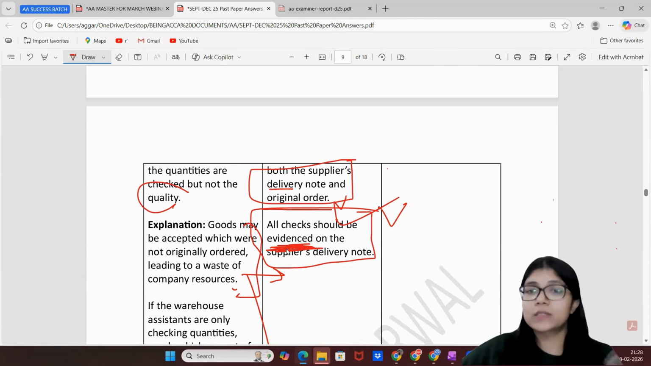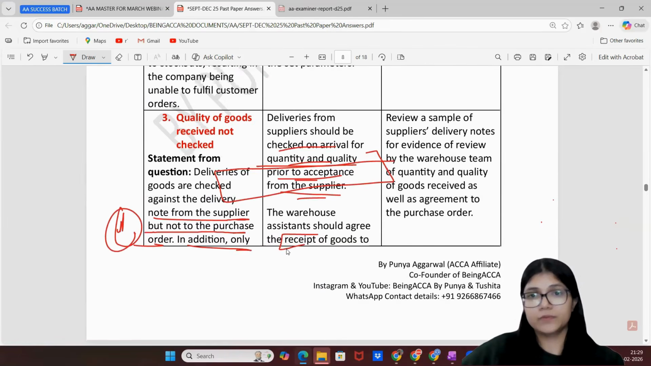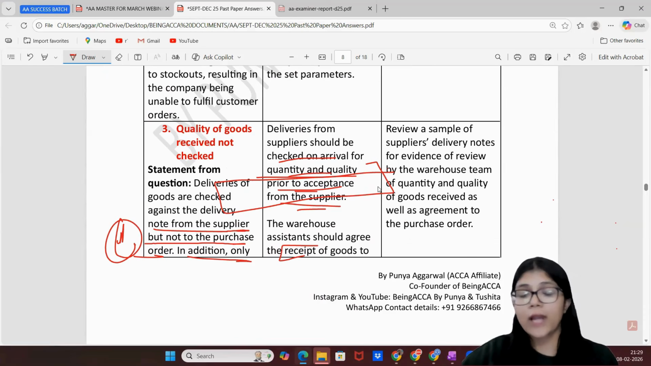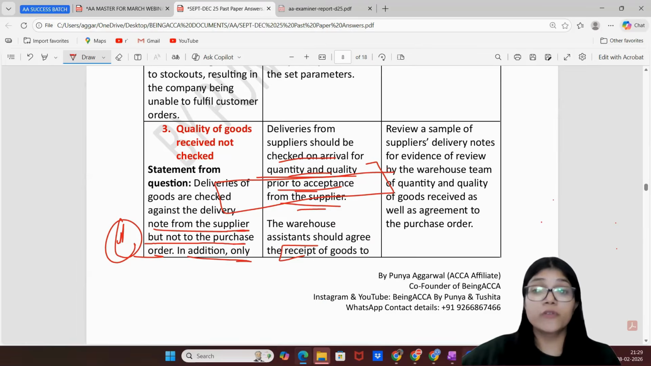So any of these 3-4 things you can write to uplift the answer quality of yours in terms of the recommendation. Okay, and then as simple as that, test of control, very simple. Simply take a sample of the delivery notes for the evidence, check if it is evidenced, check if it is signatured, check if the quality is being checked or not, and they are also comparing with the purchase order or not. You can also review the process.